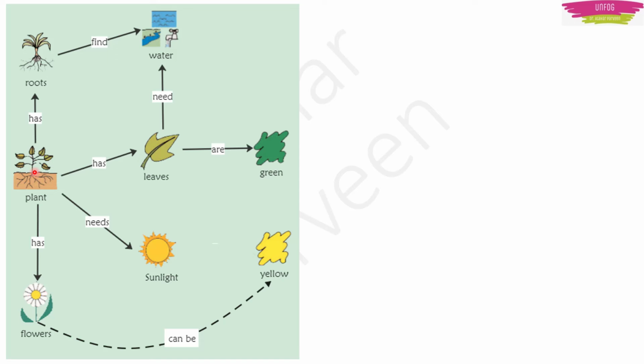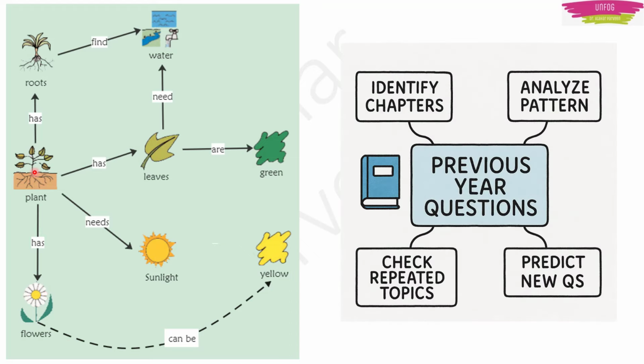The same idea you should apply for your previous year question. Take one previous year question, identify the chapter to which this question belongs. Then you have to, of course, solve it also. Then you have to analyze the pattern of that question. Then also you have to check which are the repeated topics coming from that particular chapter. If you have already read that chapter, then you can predict new questions also.